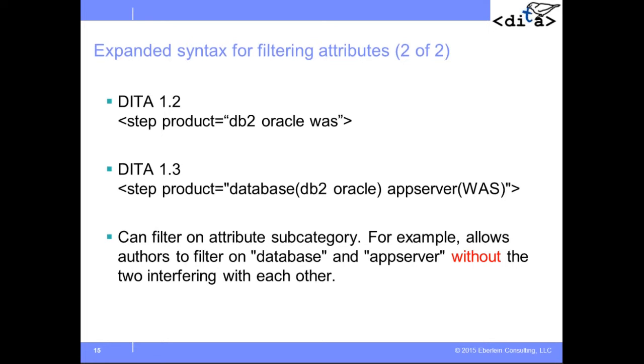So just some quick examples here, and you can see how in 1.3 you've got a little more fine-grained control here, and can actually filter on the attribute subcategory. This was a 1.3 feature that Robert Anderson championed, so I will defer any detailed questions about this to Robert.